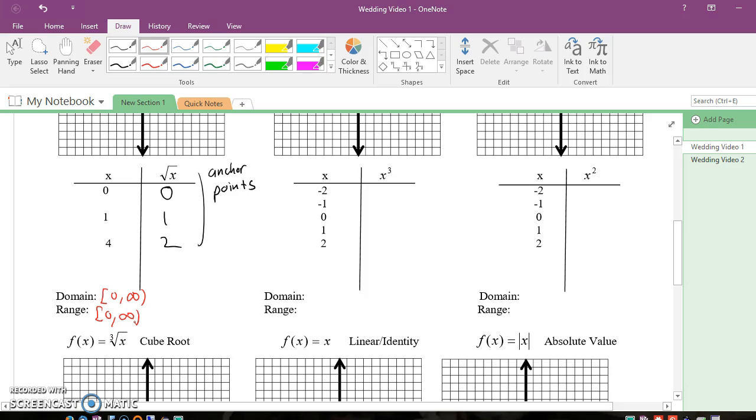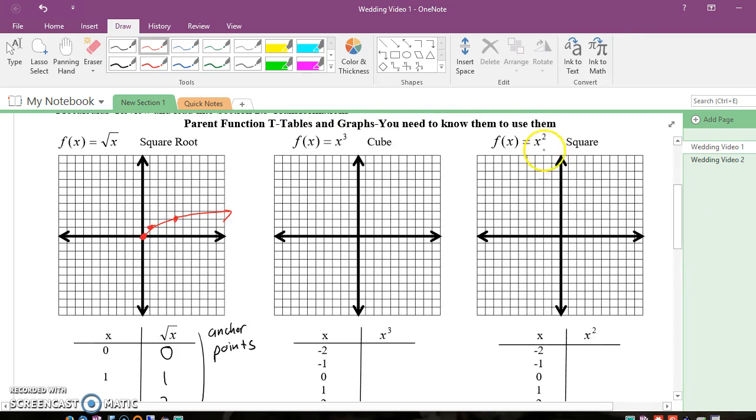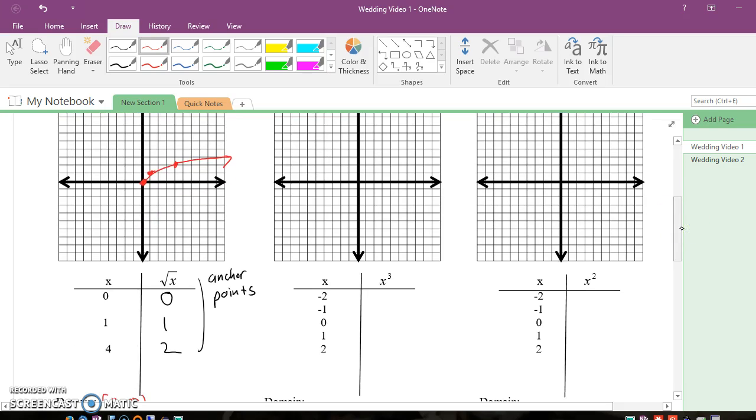Okay, let's do one more, and then I'll have you do the rest. Let's do x to the second. Okay, so first thing we need are the anchor points. -2 raised to the second power is 4. -1 raised to the second power is 1. 0 to the second is 0. 1 and 4.